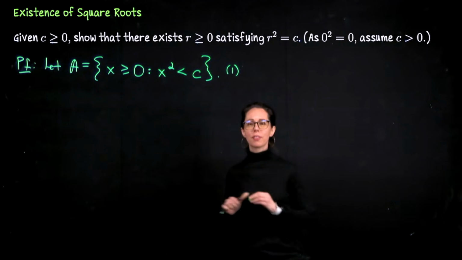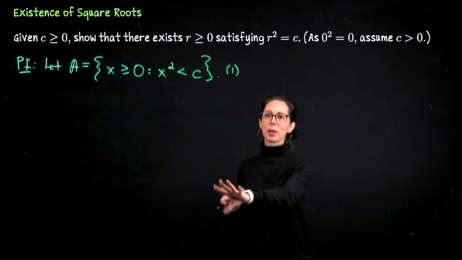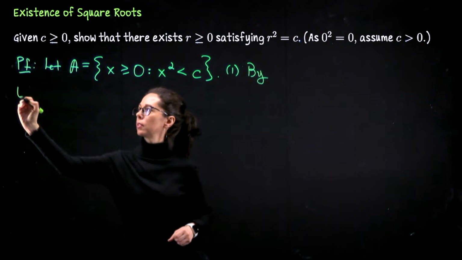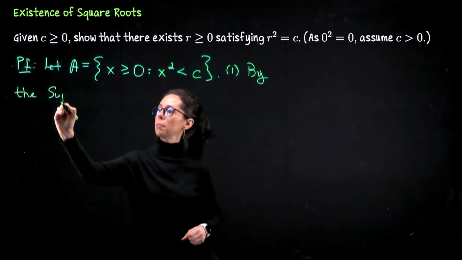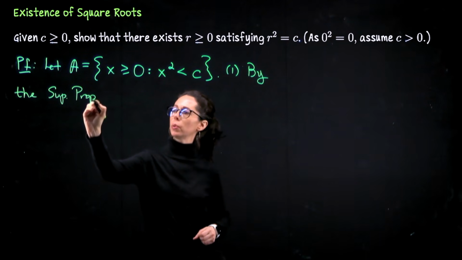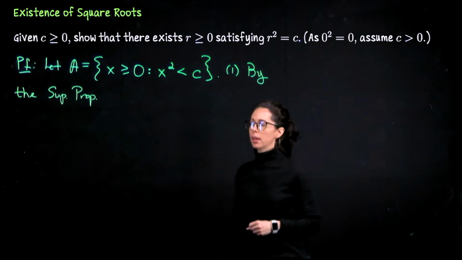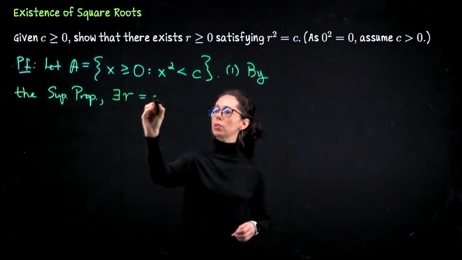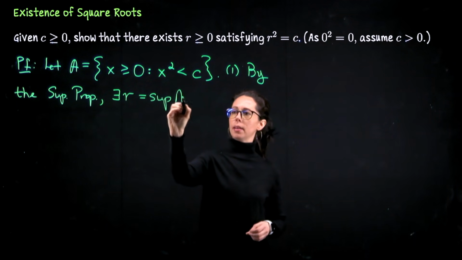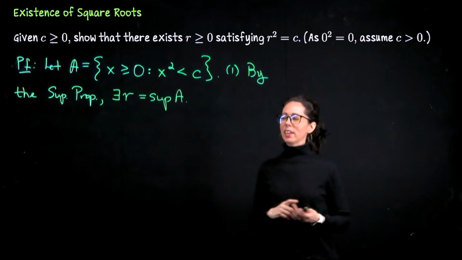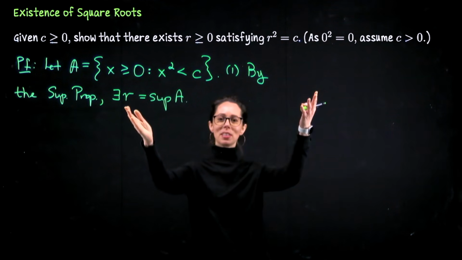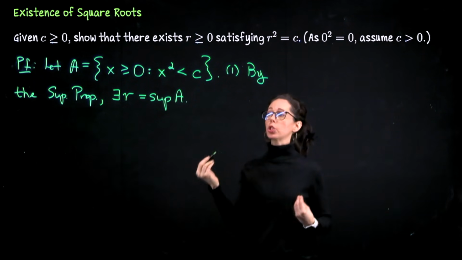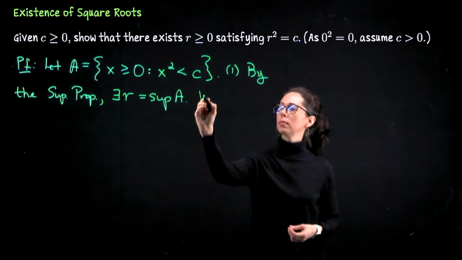Picking up where we left off, I erased some of the proof here, but let me write the conclusion. By the supremum property, which I will abbreviate like that, there exists a number r equal to the sup of A. I never like using the letter from the statement without alerting the reader to that fact. So let me add here, we will show that r squared is C.